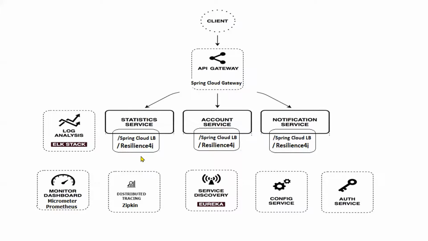Similarly, there could be other patterns also that we can implement. For example, if you want to have a retry pattern, we can implement the bulkhead pattern. There are different patterns available. They're all part of Resilience4J. We can implement them, right?